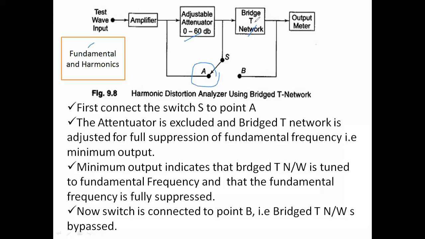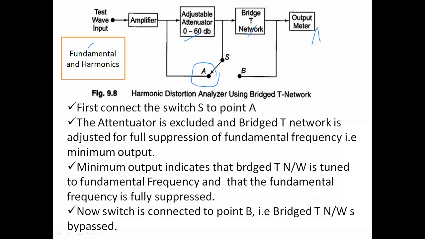Okay, so here the bridge T network will be adjusted to suppress the fundamental frequency. We can adjust the components present in the bridge T network, the capacitor and inductor values, for the suppression of the fundamental frequency. With that suppression of the fundamental frequency, we will get some minimum output in the meter. So with that we can get some minimum output. Okay, so that minimum output will be recorded.